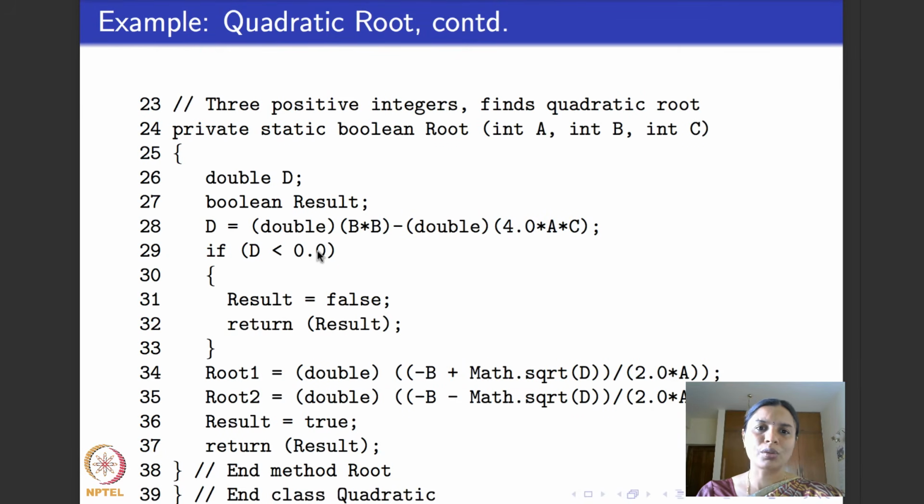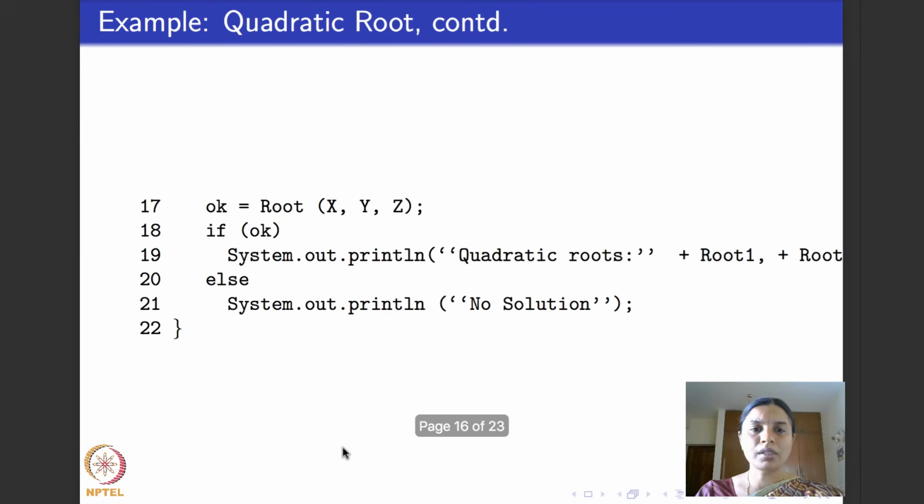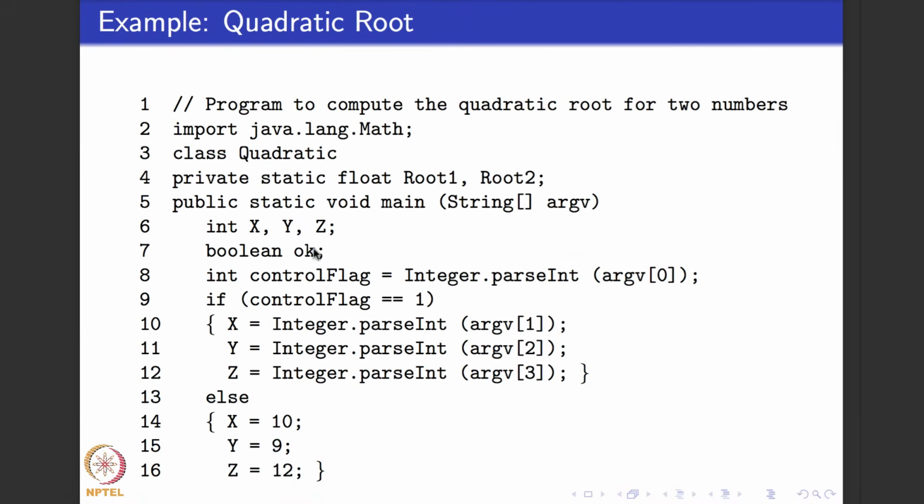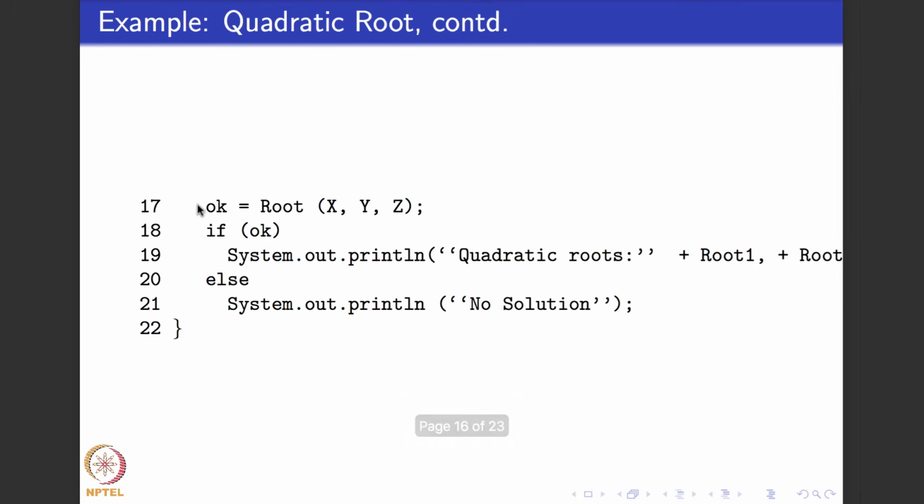If it's less than 0, then this method root stores the result as false and returns the result. Otherwise, it computes these two square roots, stores them as root 1 and root 2, sets result to be true and returns the result. So how is the return passed here? Return is passed and assigned to this Boolean variable OK. If you remember, OK was a Boolean variable.